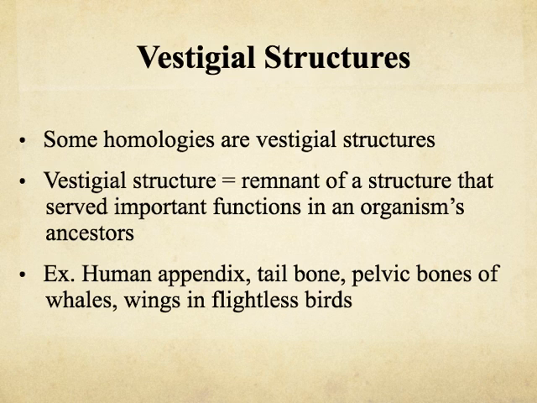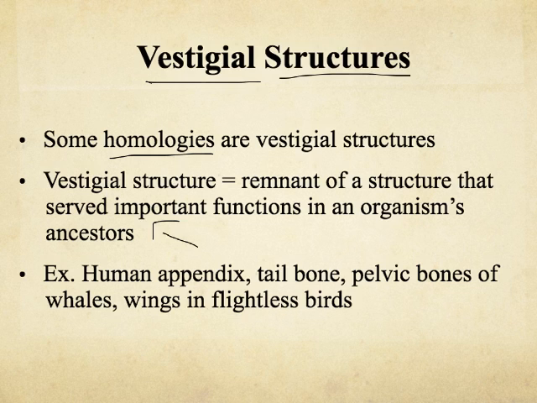So the last piece of comparative anatomy and comparative embryology is looking at what we call vestigial structures. Again, we're still looking at homologies, similarities in structures between different organisms. But a vestigial structure is basically a remnant of a structure that used to be important for someone's ancestor, but no longer is important. So it is in the process of disappearing via evolution.